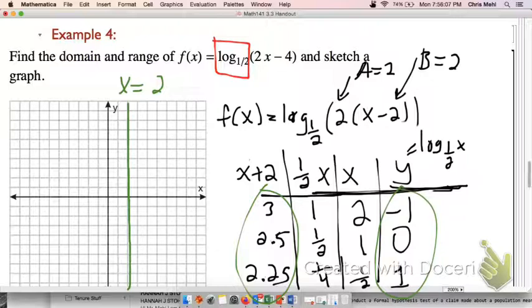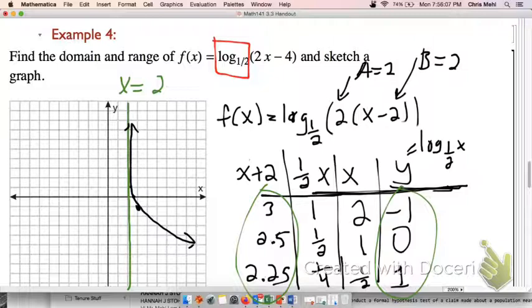So I'm going to go 3 units to the right, 1, 2, 3, and I'm going to go down 1. There's a point on the graph. I'm going to go 2.5 units to the right and, well, I'm going to be on the x-axis. This is going to be hard for me to do. And then I'm going to go 2.25 units to the right, and I'm going to technically be at +1. And this is just a rough sketch. There is the graph of log base 1/2 of 2 times x minus 2.